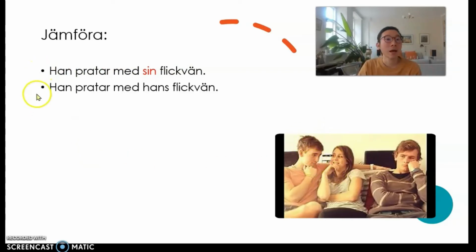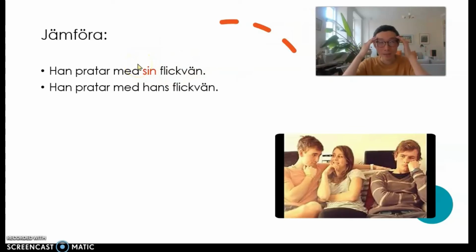Men du säger han pratar med hans flickvän. He talks to his girlfriend. In English it makes sense, but in Swedish if you say this, you are indicating always he is talking to someone else's girlfriend. So please be careful. Han pratar med hans flickvän. It means there are two persons if you don't use sin.